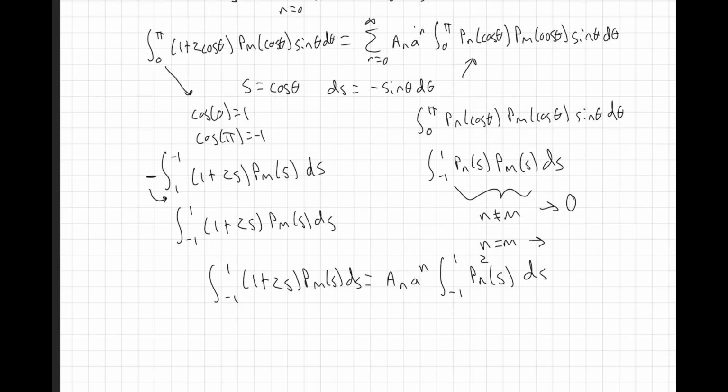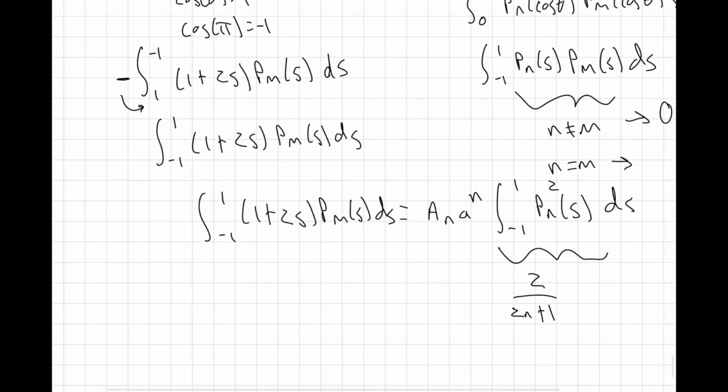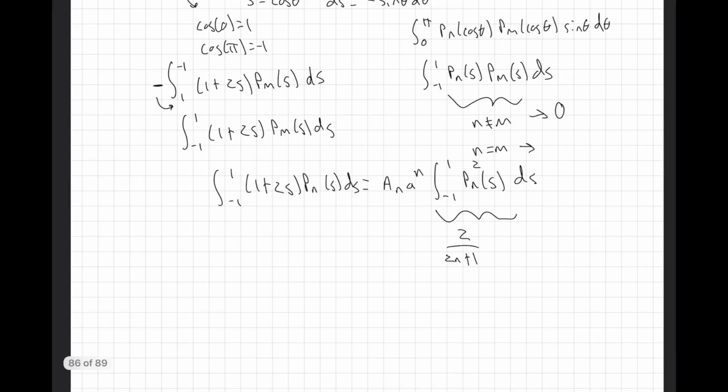And so this bit over here is 2 over 2n plus 1. And let's go ahead and make this p sub n, because n is equal to m. We get that integral, and then a sub n times a to the n. If we move this to the other side, we get a sub n is equal to (2n plus 1) over 2a to the n, multiplied by this integral from negative 1 to 1 of (1 plus 2s) p sub n of s ds.